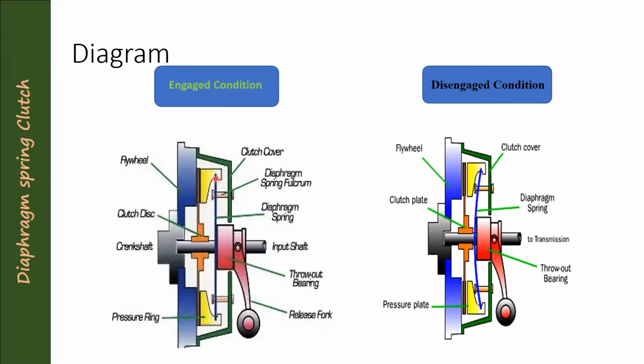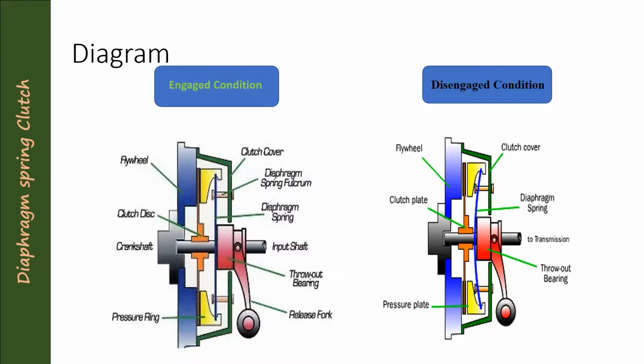If you see here, this is straight. But if you see it here, it is a curved shape. Can you get the point? If it is pressed, it will come to the straight position. When I release it, when I take the leg from it, it will come back to the original position, which will be curved. Can you get the point? So this is the difference between engaged condition and disengaged condition.